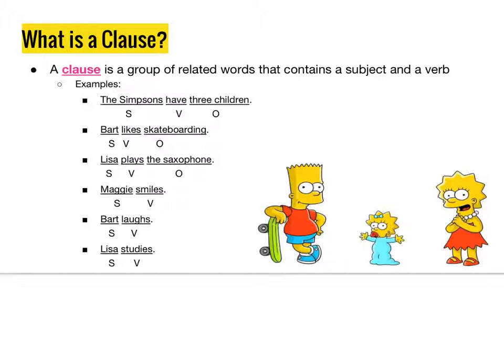Not all clauses require an object. In the sentence Lisa studies, there is a subject, Lisa, and a verb, studies. Even though there is no object, this is still a clause. This is important to remember because not all clauses will have an object.